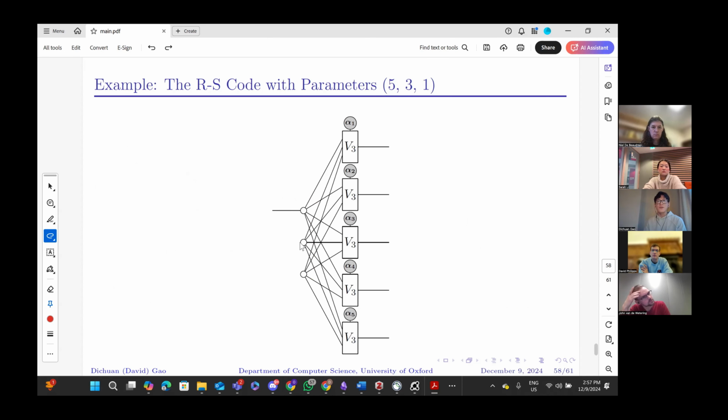I don't remember what you call this. This is a general construction for CSS codes from classical codes. And then 5 just means there are 5 outputs in total. Okay, thank you. Sorry, I don't know if that answered the question. It does.